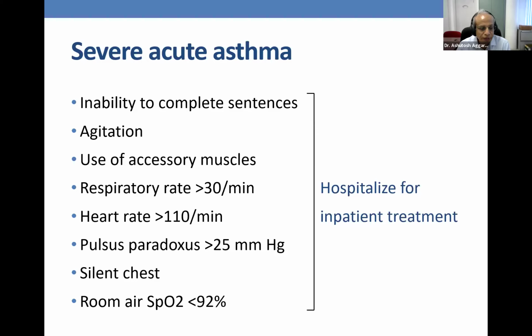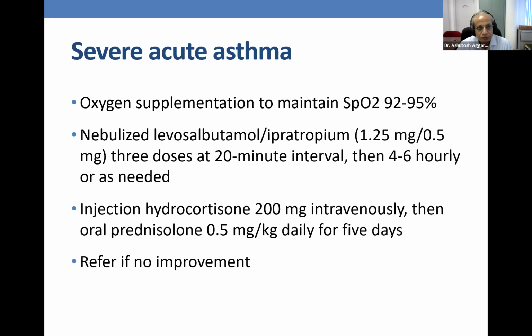On auscultation, if you find a silent chest, so if there is bronchospasm, then it is good. If the bronchospasm is so severe that the air entry is substantially reduced, then paradoxically the chest might be completely silent with very reduced air entry. Oximeters are now commonly available. If the patient has room air hypoxemia, then also this is an indication that the patient requires inpatient treatment.